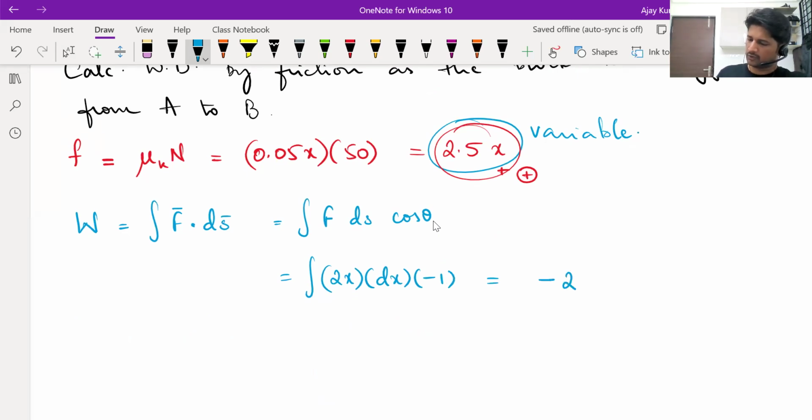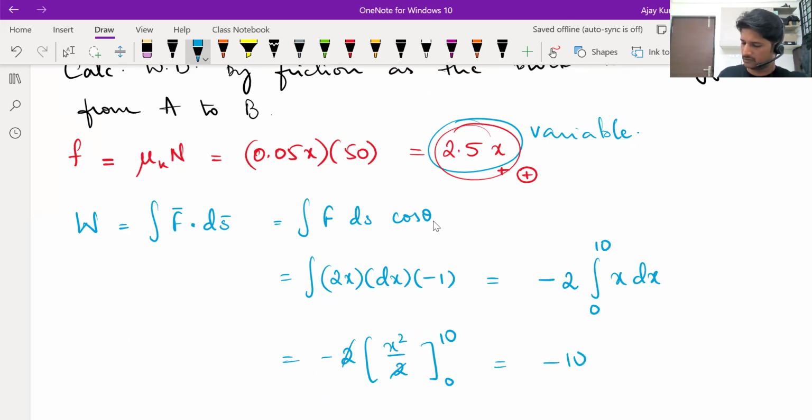So -2 can be put outside. You'll again get integral x dx, and this time the limits will be from 0 to 10. So -2 times integral x dx is x square by 2, limit 0 to 10, the 2's can be cancelled. The answer is -100 joules. Oh wait, it is 2.5x, right? Okay. Not 2x, the force is 2.5x.